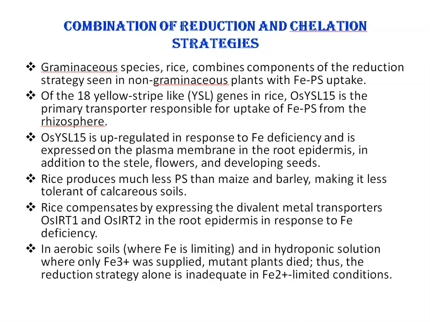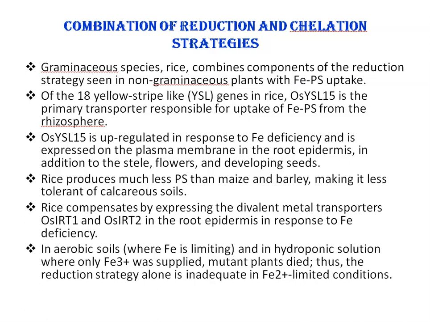Third is combination of reduction and chelation strategy. Gramineous species, rice, for example, combines components of reduction strategy seen in non-gramineous plants with iron PS uptake. Of the 18 yellow stripe-like genes in rice, OsYSL15 is the primary transporter responsible for uptake of iron PS from the rhizosphere. OsYSL15 is upregulated in response to iron deficiency and is expressed in the plasma membrane in the root epidermis, in addition to the stele flowers and developing seeds.